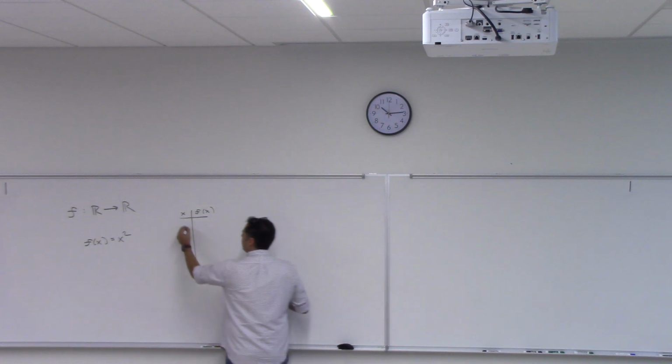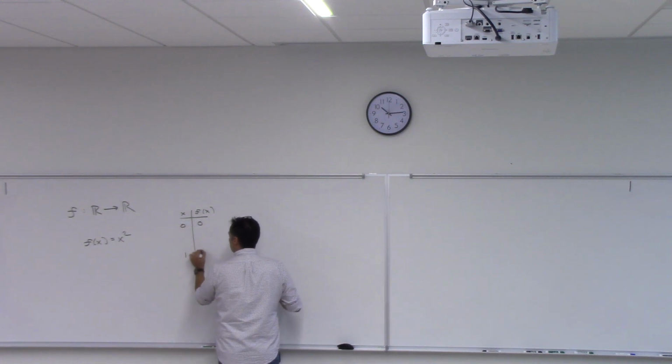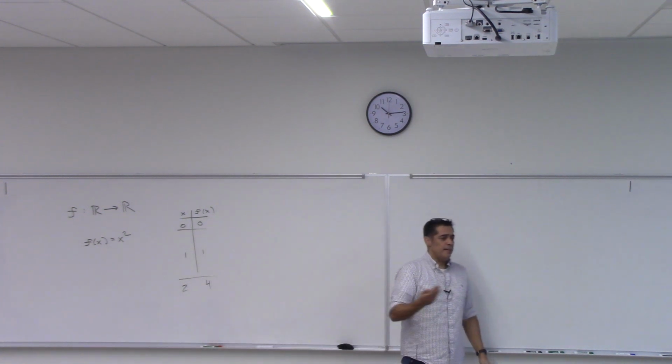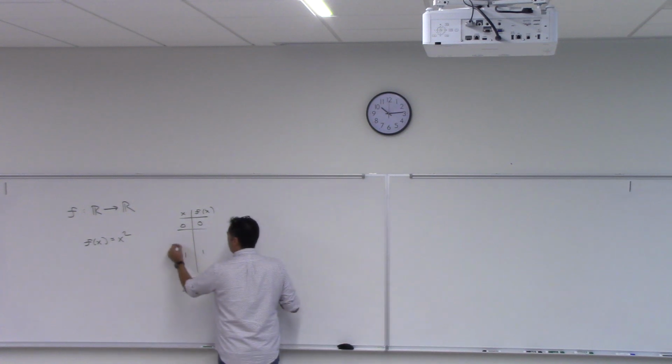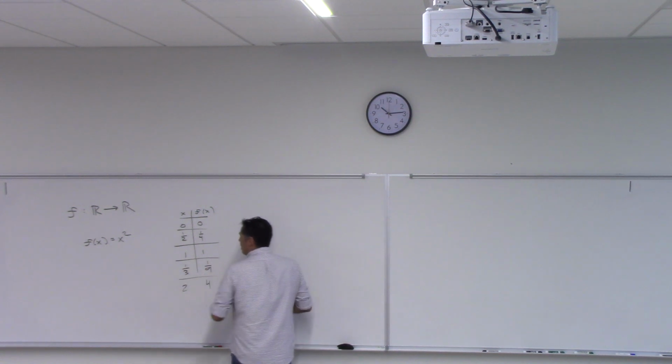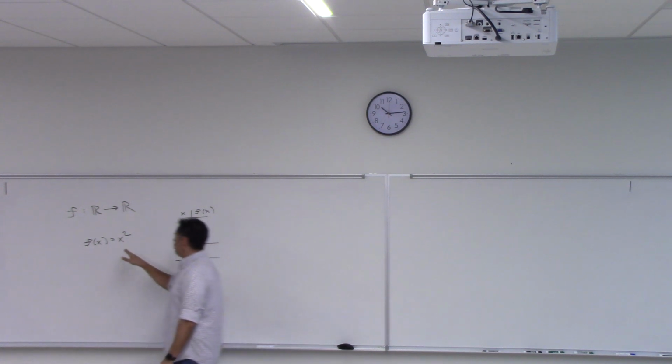You can plug in 0, 0 squared is 0. You can plug in 1, 1 squared is 1. You can plug in 2, 2 squared is 4. Those are nice numbers we're plugging in, but you can plug any number in. You could plug in 1/2, and 1/2 squared is 1/4. You could plug in 1/3, and 1/3 squared is 1/9. There's no restriction on what you can plug in for x.